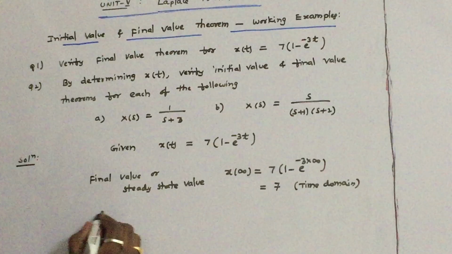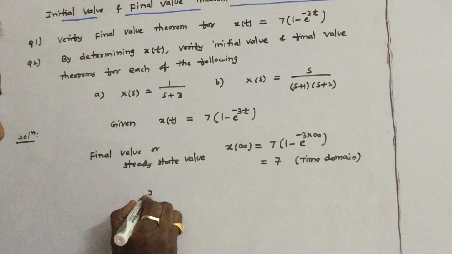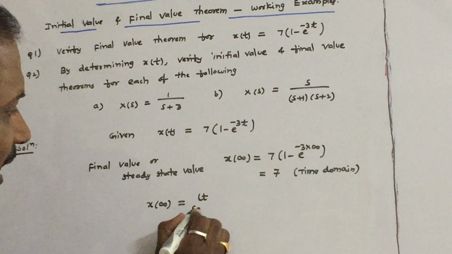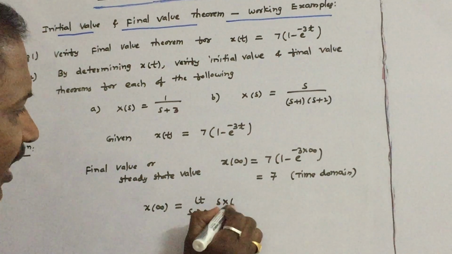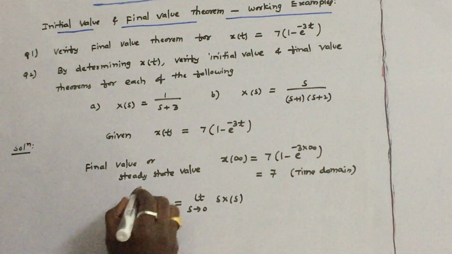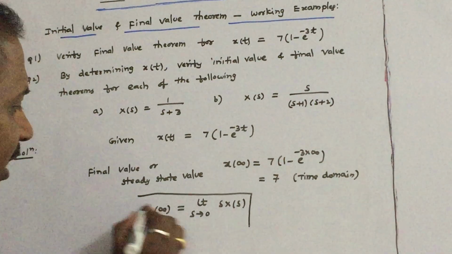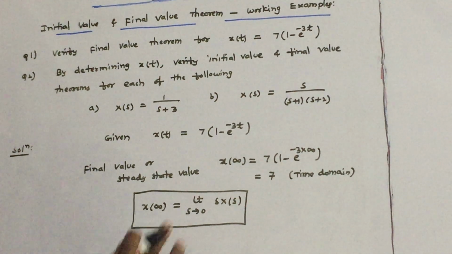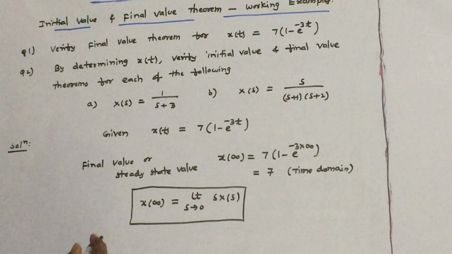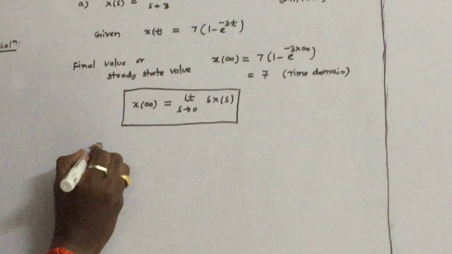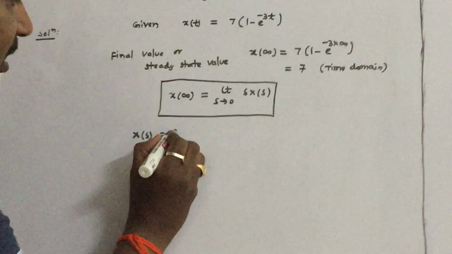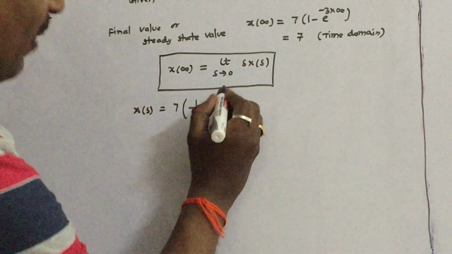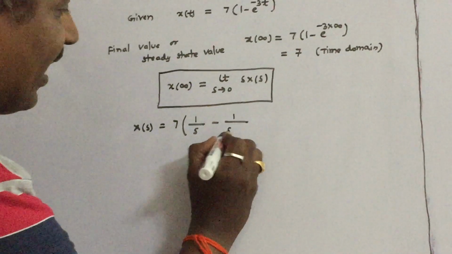So now in Laplace transform domain, what is the corresponding formula? The final value x of infinity is equivalent to limit s tends to 0 s into x of s. So this is the corresponding formula in Laplace transform domain. So for this purpose, first find x of s. So therefore x of s is equal to 7 into Laplace transform of 1, which is 1 by s, as you know. Laplace transform of e power minus 3t is 1 by s plus 3.